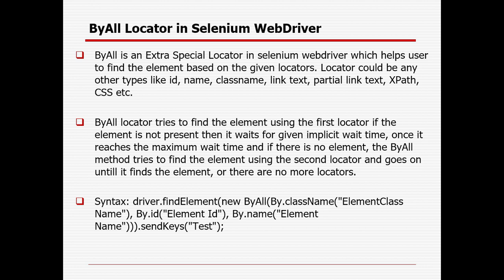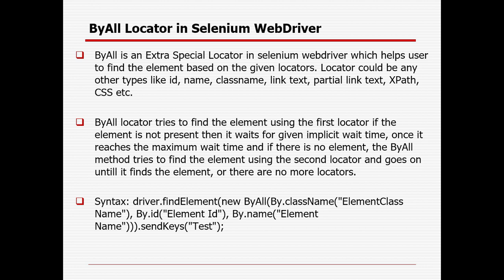So suppose in case you know that for a few of the elements your thing got changed, whatever you are doing, you can use multiple locators while writing your code, so that if one thing is failing, the other is used.